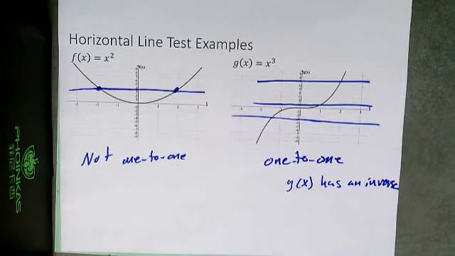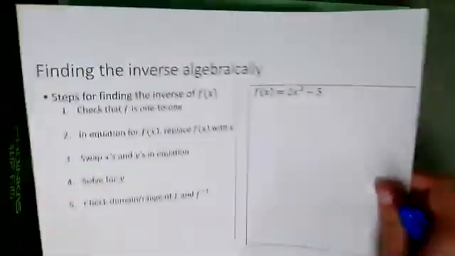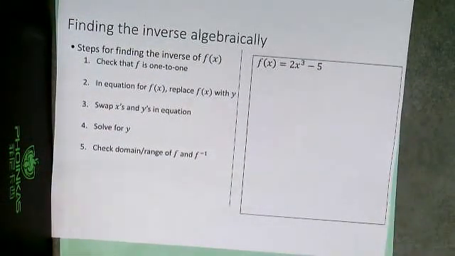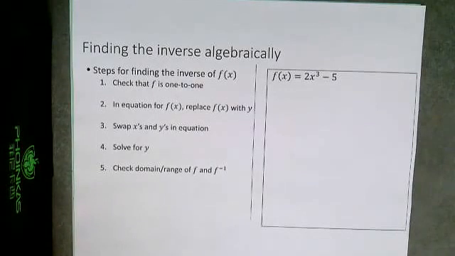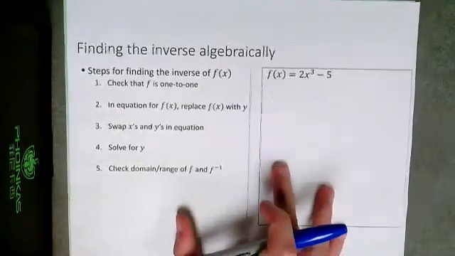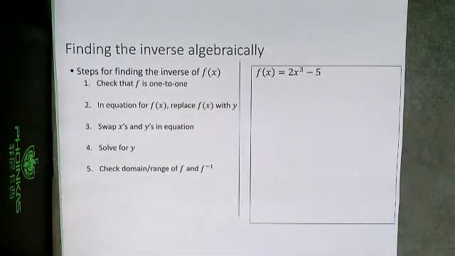So those are some graphical examples. Let's look at some algebraic ones. So, finding the inverse algebraically. These are the steps that you will use to find the inverse of a function if it has one. First, check that f is one-to-one. Second, in the equation for f of x, replace f of x with y, then swap x and y in the equation, then solve for y, then check the domain and range of f and f inverse.